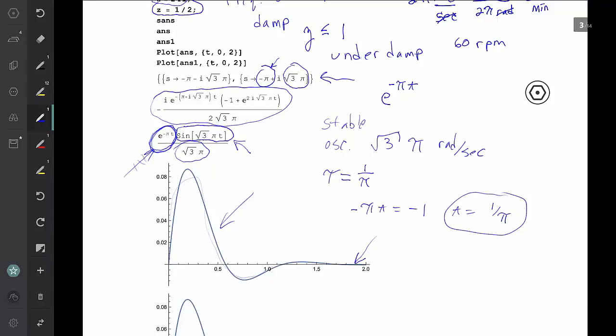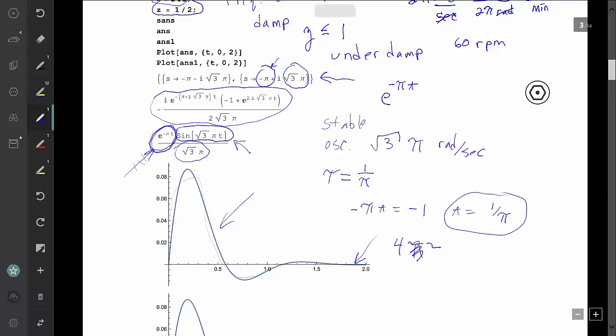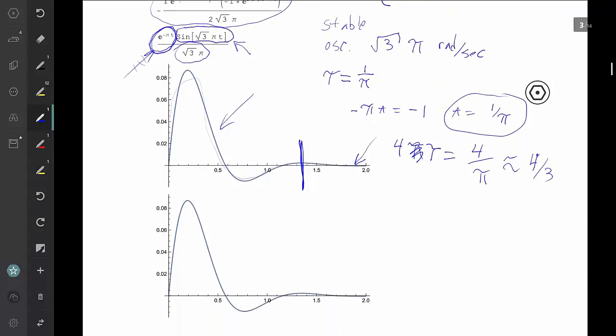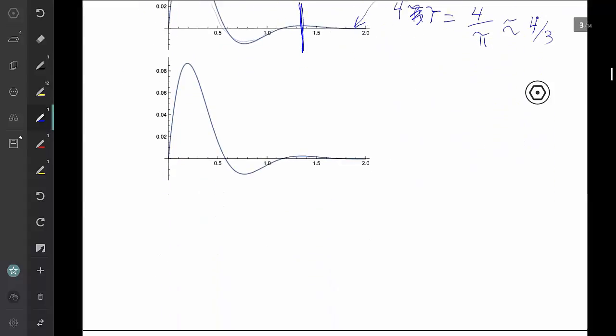The settling time: when does it arrive within 2% of where it's going to go? That's always equal to 4 times the time constant. So in that case it'd be 4 over pi, which, pi is about 3, so this is approximately 4/3, about 1.3, so that would be right about here. So that's about where it gets to within 2% of where it's going. Kind of hard to see off the graph, but approximately there.